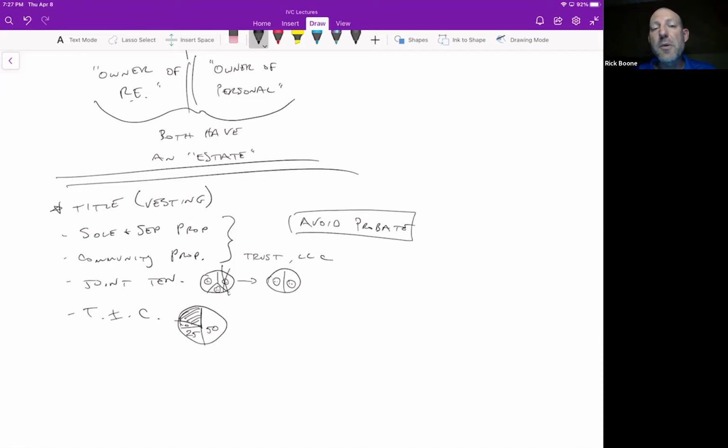Community property means there's two people on the loan. That's two people on the property, two people buying the property. It requires two people on the loan. A joint tenancy is going to be a totally different loan process than if you're sole and separate property.